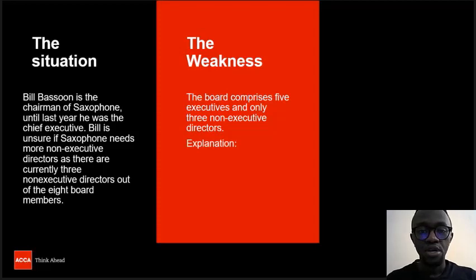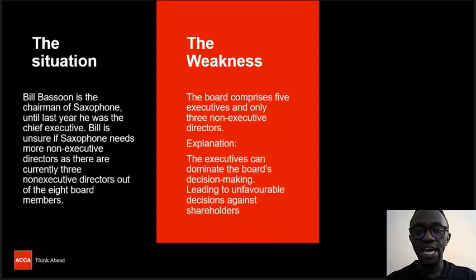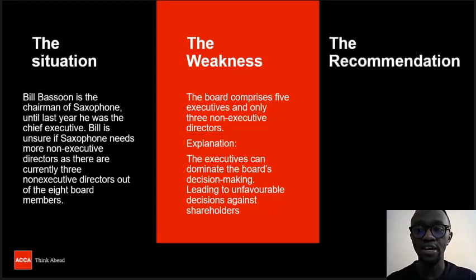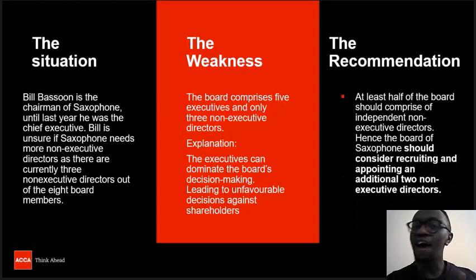So the executive directors can dominate the board's decision making. Why is that a problem? Because it could lead to unfavorable decisions against shareholders. You see, you're showing why it's a problem. When you tell me about a weakness, you have to go and explain to me, why is that a weakness? Why is that a problem? You have to go that extra mile to give clarity, to communicate through your writing, why is that a problem?